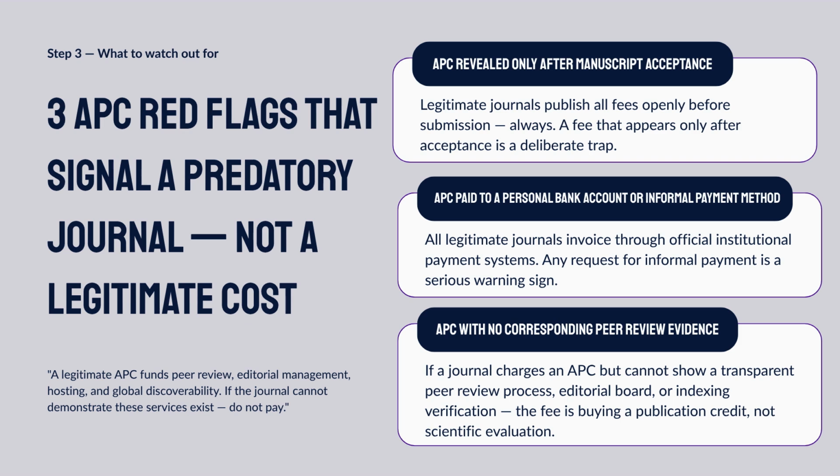Second, payment is requested through informal channels, a personal bank account, an informal transfer, or an unverified payment platform. All legitimate journals invoice through institutional billing systems. Third, an APC with no transparent peer review process behind it. A legitimate article processing charge funds editorial management, peer review administration, hosting, and indexing. If a journal cannot demonstrate these services independently, the fee is purchasing a publication credit, not scientific evaluation.